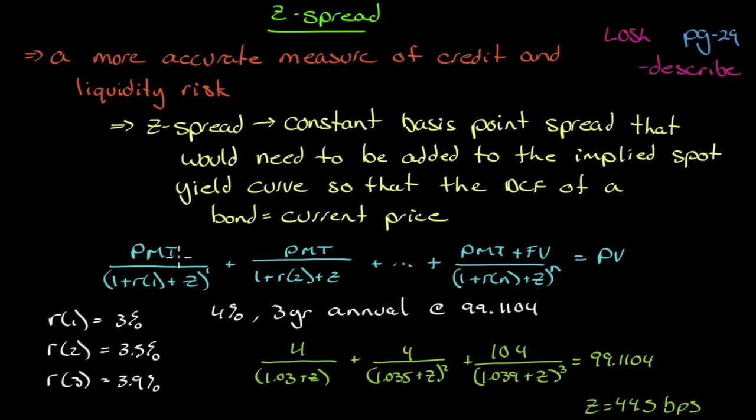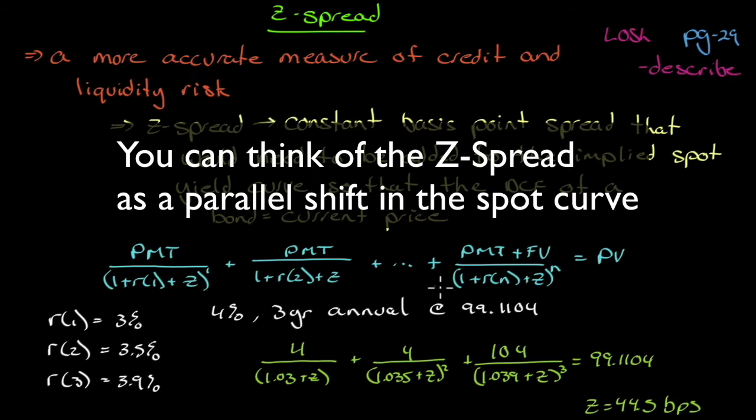If we discount all of these payments, let's say it's a corporate bond, and we discount all of these future payments by just the implied spot yield curve, it's not going to equal its present value, because we're discounting a risky asset and risky cash flows with a riskless rate. So the question becomes, what constant can we add to each term to make it equal the present value?